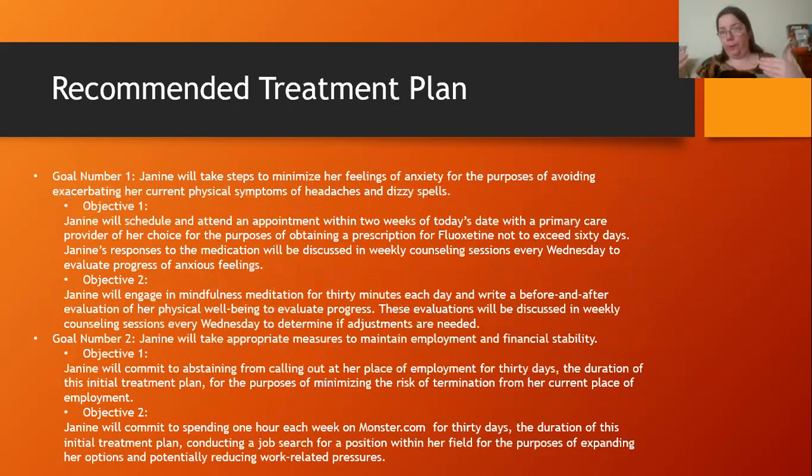So getting into the nitty-gritty of how we accomplish that, first off, we have to elicit from Janine a commitment to schedule and attend an appointment within 2 weeks of the date of this treatment plan with a primary care provider of her choice for the purposes of obtaining a prescription for fluoxetine, not to exceed 60 days.